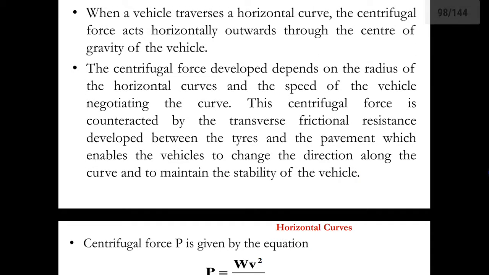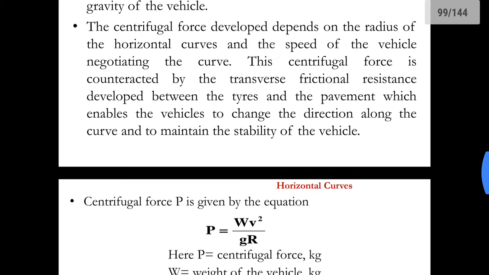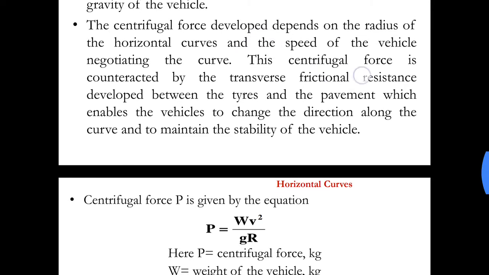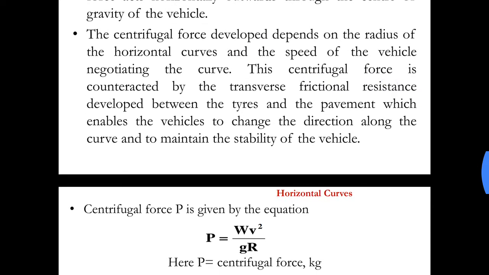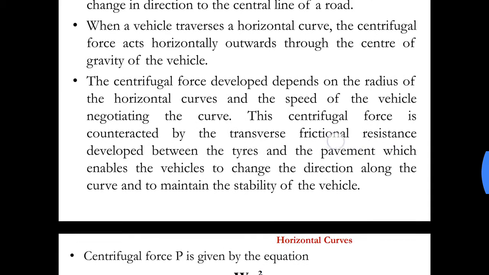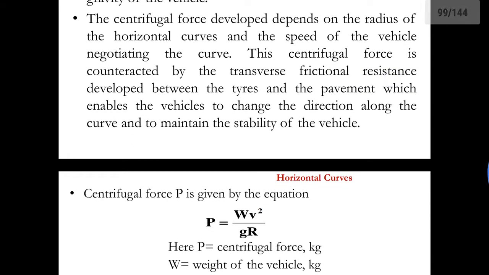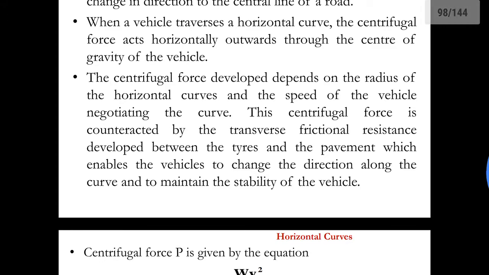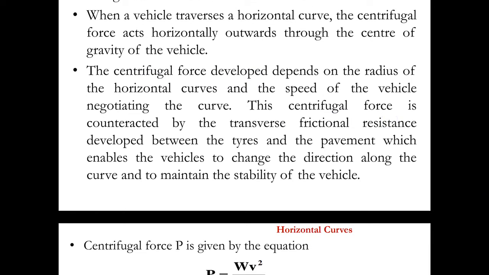Now what we do is we try to counteract this centrifugal force using the frictional resistance from the road pavement. We have already studied frictional resistance. There were two types of frictional resistance that the road can provide. One was longitudinal friction, the other one was transverse friction. Here the case is for transverse friction.